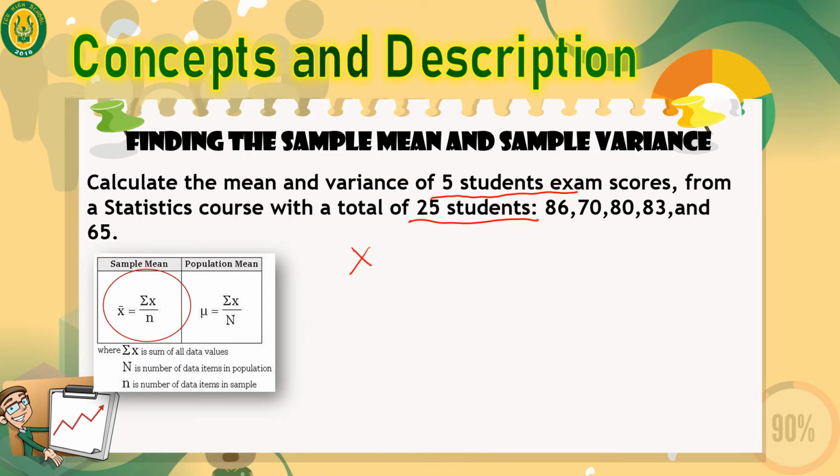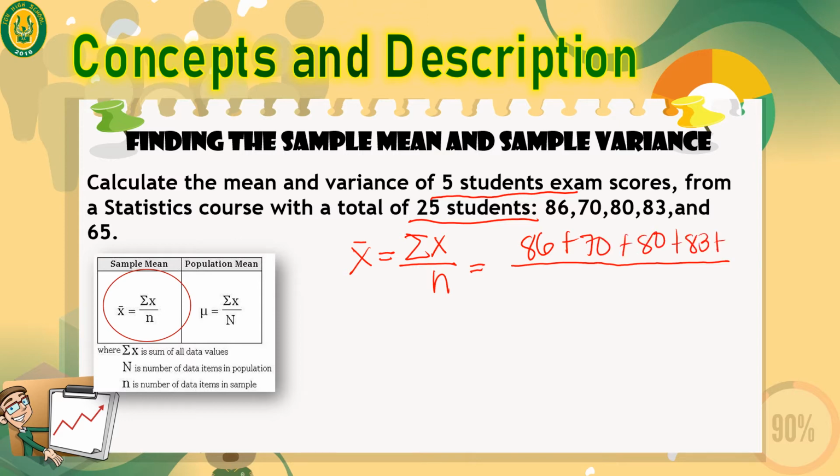So the formula is x bar is equal to the summation of scores divided by the total number of data. So you have to write down each individual score. So it's 86 plus 70 plus 80 plus 83 plus 65 divided by how many data is given to you. So 5. And then you should be able to get, if you do the math, 76.8. That is the mean of the 5 data given to you, or the scores of the 5 students.